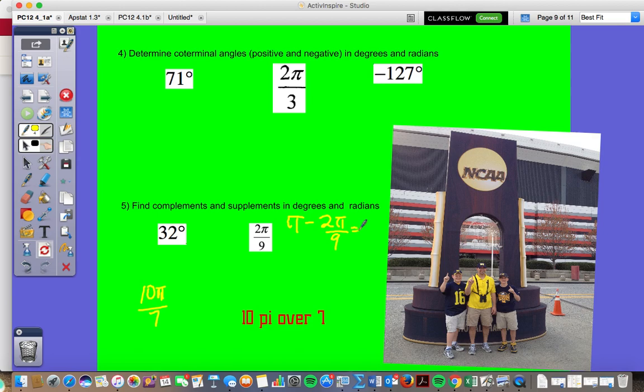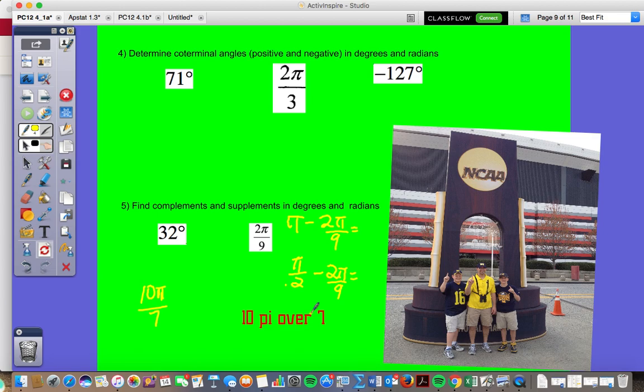The supplement. Correct, because this is 180, right? But if I was doing the complement, what would I do over here instead of pi? Pi over 2. There you are. Good. That'd be the difference, right? The kicker is you got to hit common denominators. That's the tough part about 2 pi over 9. Just make sure you do that, and then you can subtract and go.